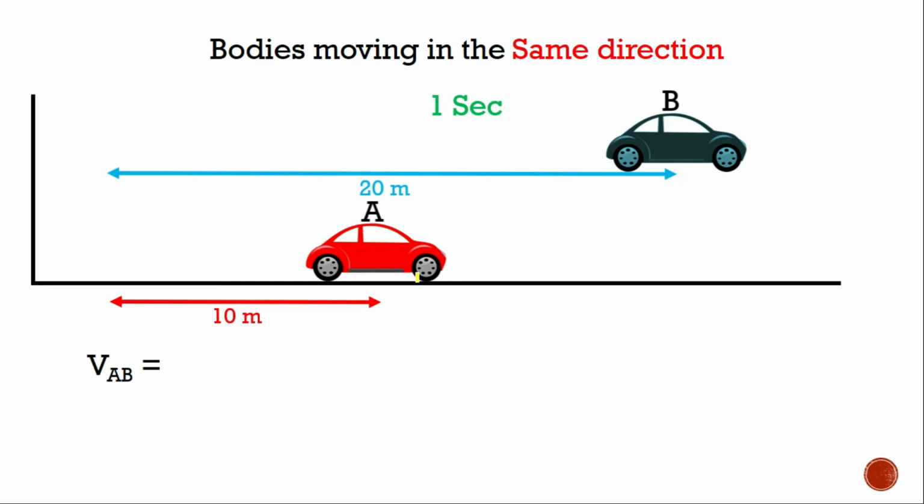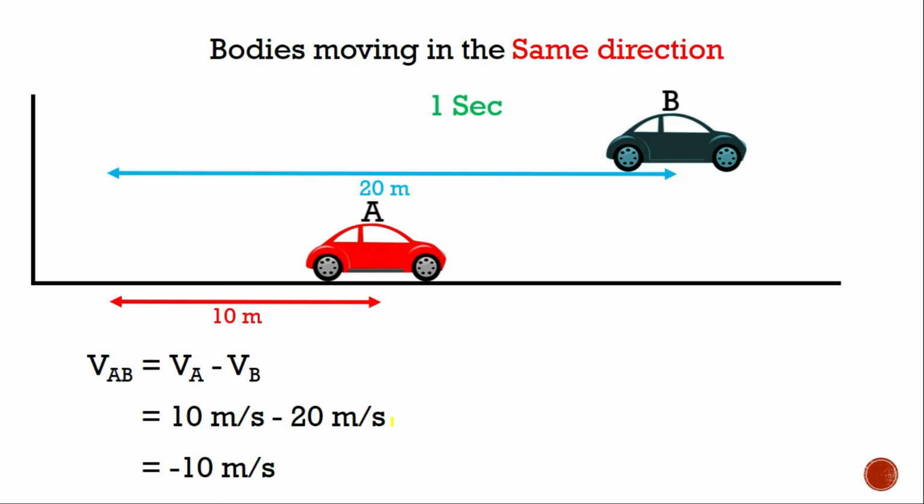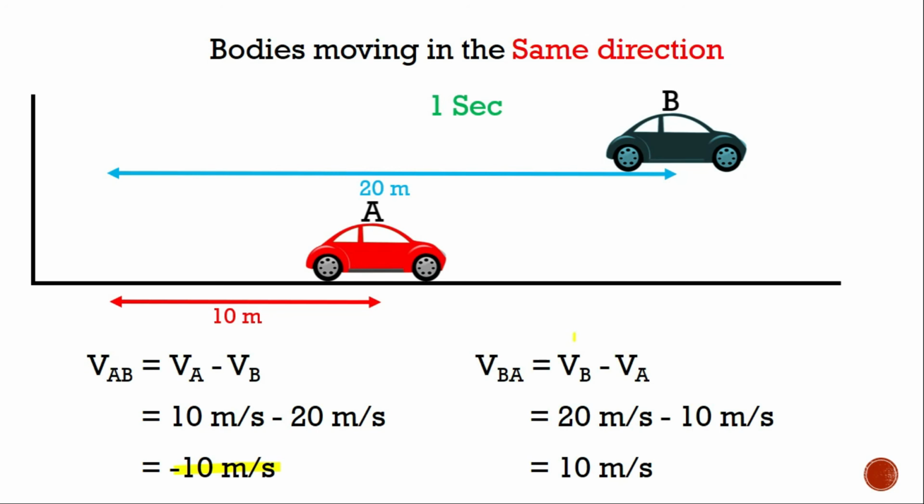So the velocity of car A with respect to car B is velocity of A minus velocity of B, which will be 10 minus 20 meters per second, which is minus 10 meters per second. This minus 10 meter per second tells us that car A is lagging behind car B by 10 meters every single second. And in the same manner, car B is going 10 meters away from car A with every passing second. So here, the relative velocity of car B with respect to car A will be 10 meters per second.